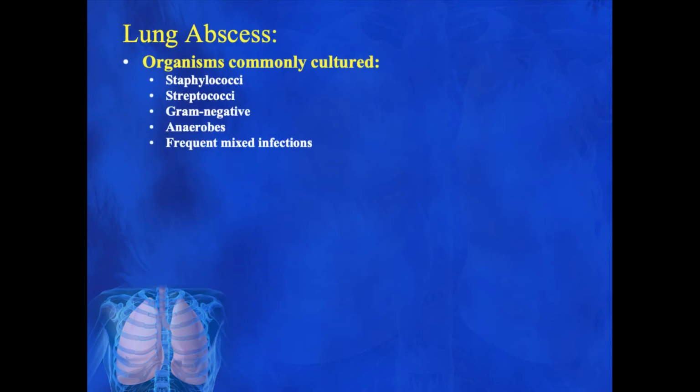So some of the organisms that are commonly going to lead to a lung abscess would be like Staphylococcus, Streptococcus, other gram-negative or anaerobes, and then different types of infection, as well as things like cancer or an embolism that may occur in the lung.